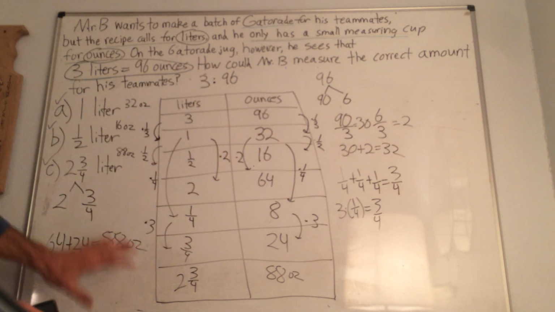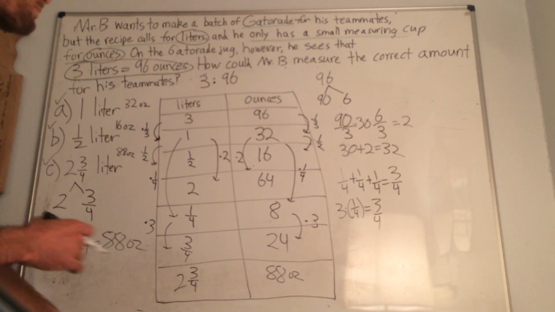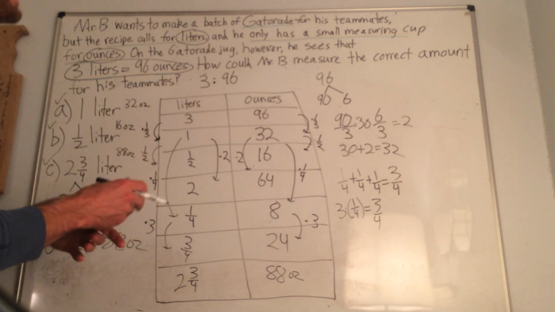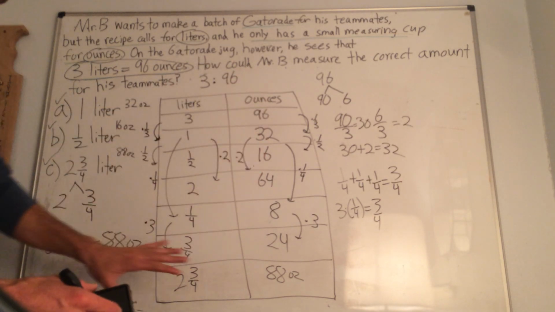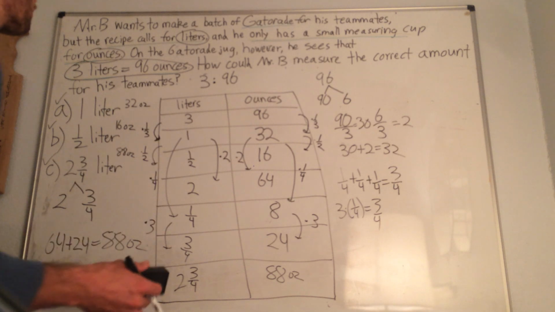So this is an example of how we can solve problems like this, where we're converting units, okay? You're also welcome to use a double number line. You may just divide the numbers and do 96 divided by 3. There are multiple ways to solve this, but this is, I think, a very popular, efficient, and clear way to solve these kinds of problems.